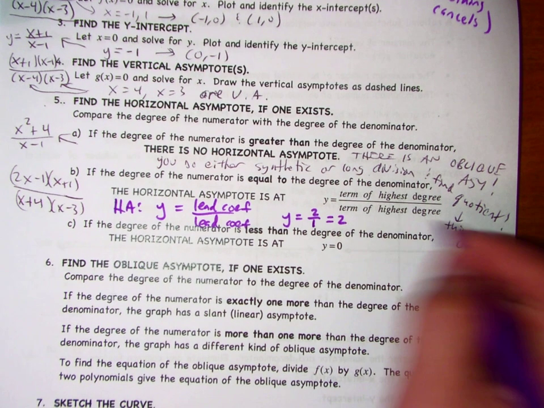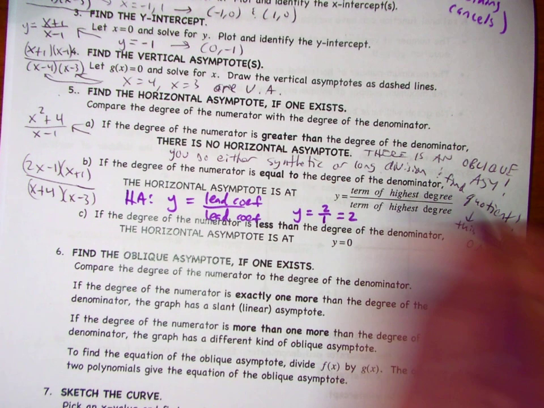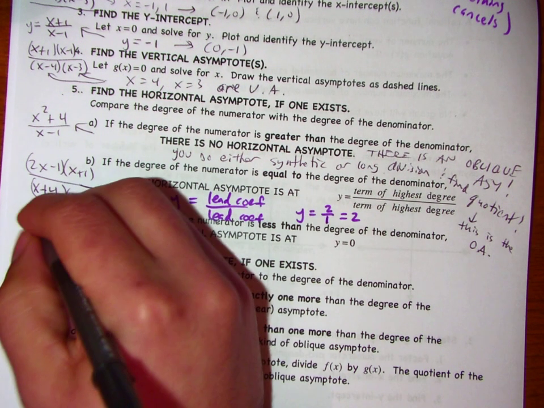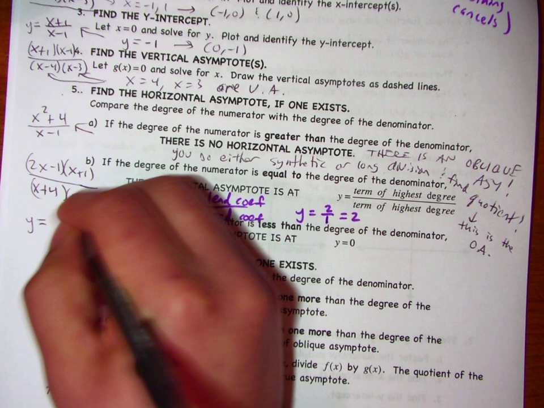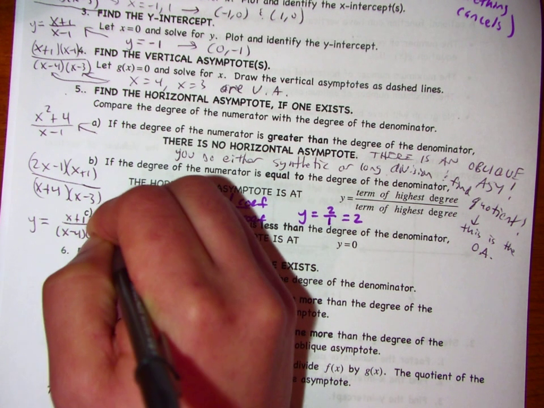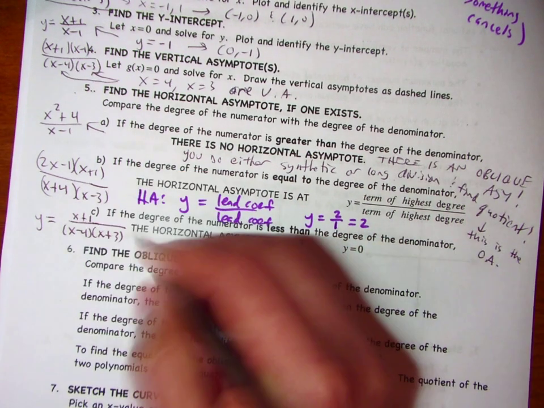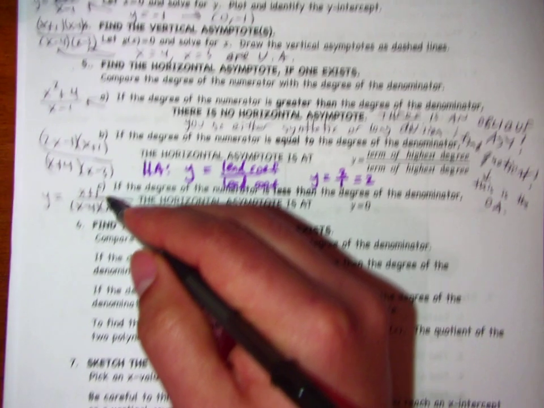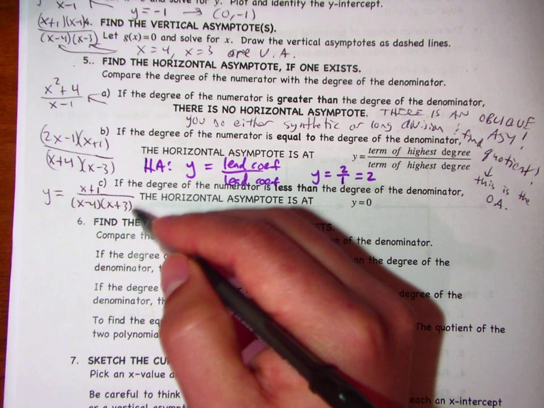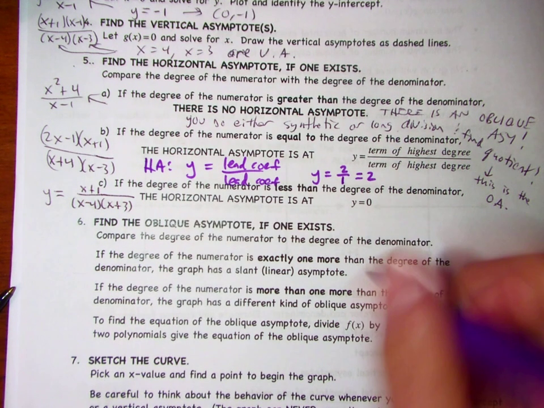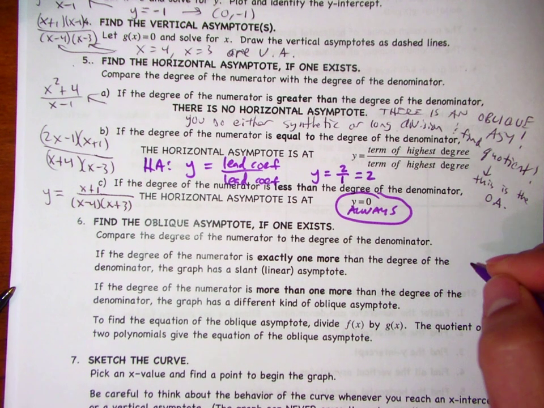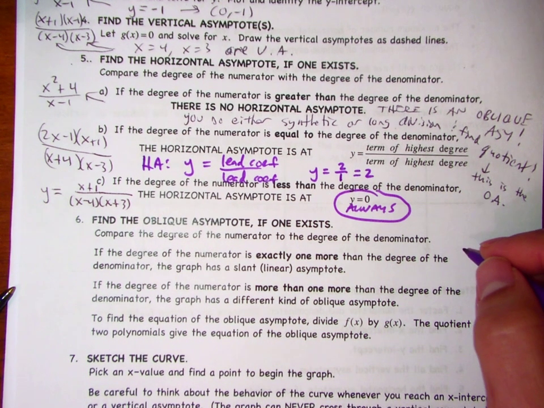Okay, and the last scenario is, what if the degree is larger in the denominator? So let's say you have something like x plus 1 over x minus 4, x plus 3. On top here we have a linear, and here we have a quadratic, so you can see that the denominator has a larger degree. If that's the case, this is an easy case, then it's always y equals 0. That's your horizontal asymptote.